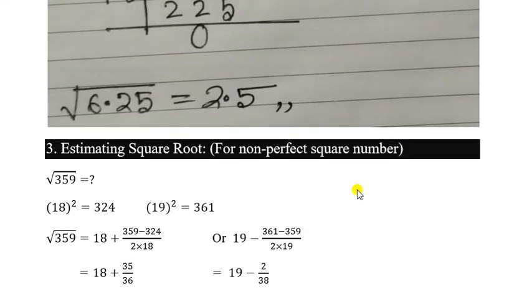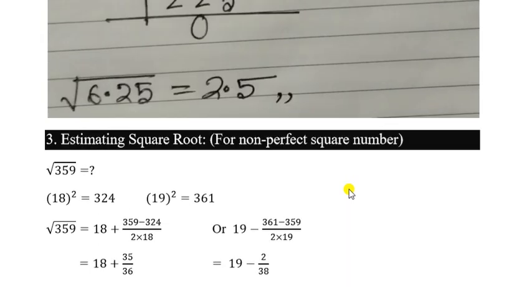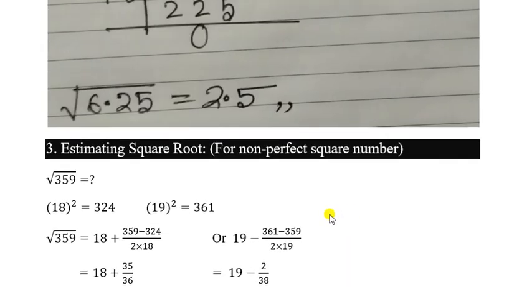Now the last one, estimating square root. How to find it for a non-perfect square number? 359 is a non-perfect square number. Remember this: for a non-perfect square number you have to find the nearest square numbers. 18 squared is 324 and 19 squared is 361. So always you try to choose the smallest one, because 361 is nearest to 359, as the difference is 2, and 324 is also near to 359.